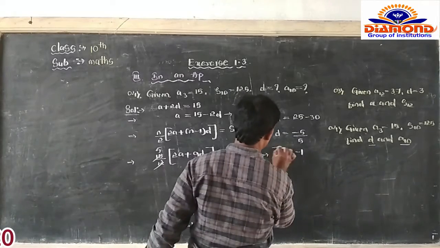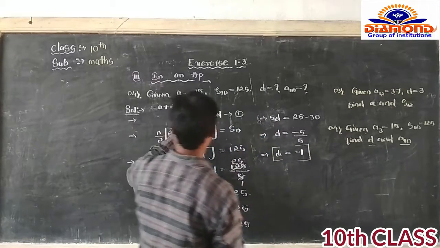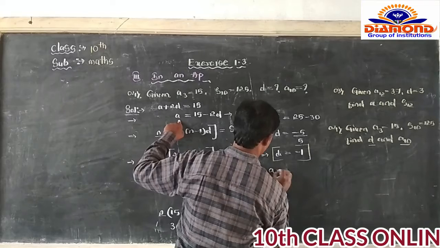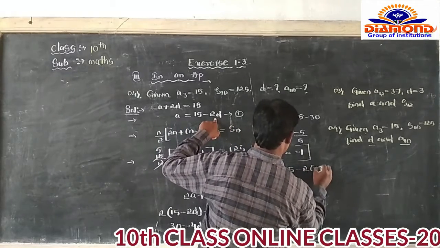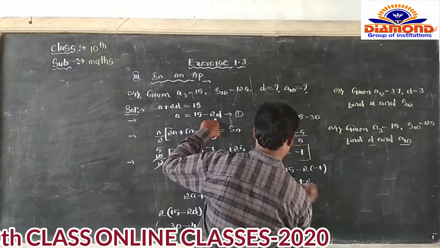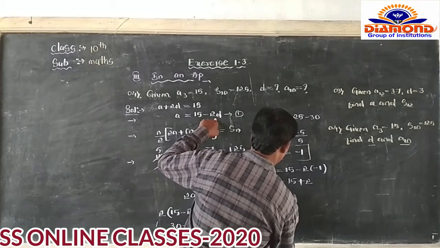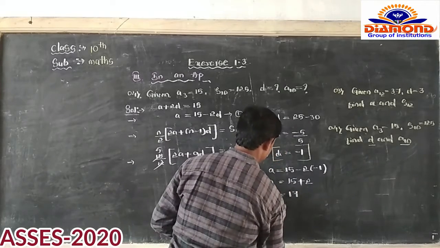Okay, so now we will find out the a value. You take this one. A is equal to 15 minus 2 in the bracket minus 1. So 15 minus, minus into minus plus 2. Now a is equal to, we got 17. So a is equal to 17, dear students.